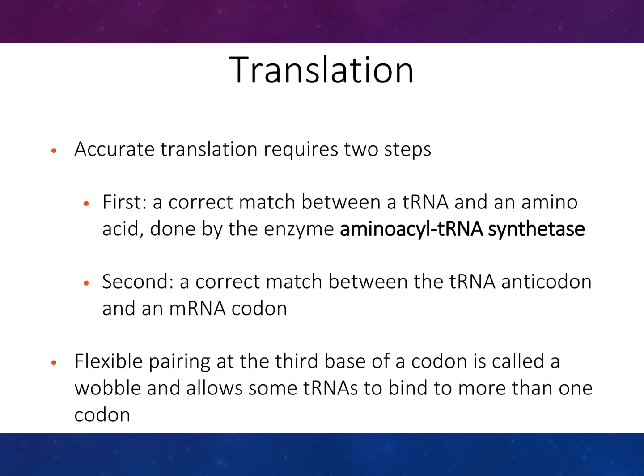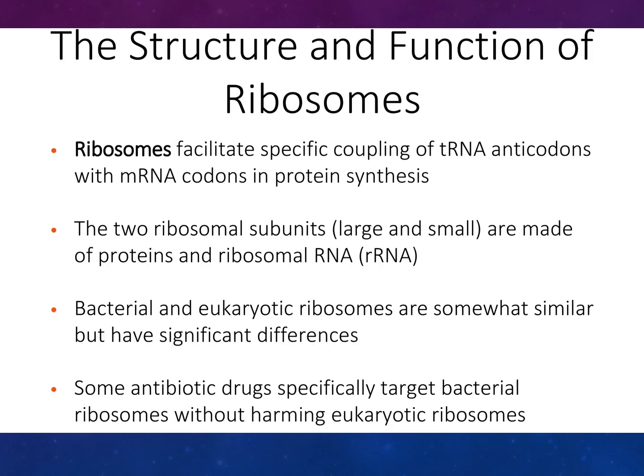So translation requires 2 steps. First, a correct match between a tRNA and an amino acid, which occurs via the enzyme aminoacyl-tRNA synthetase, and second, a correct match between a tRNA anticodon and an mRNA codon. Flexible pairing at the third base of a codon is called a wobble and allows some tRNA to bind more than one codon. So ribosomes facilitate specific coupling of tRNA anticodons with mRNA codons in protein synthesis.